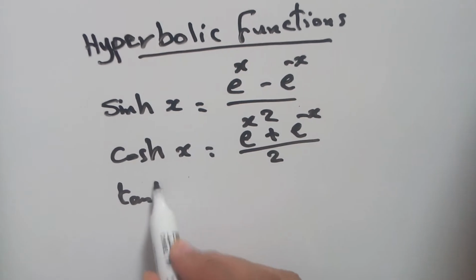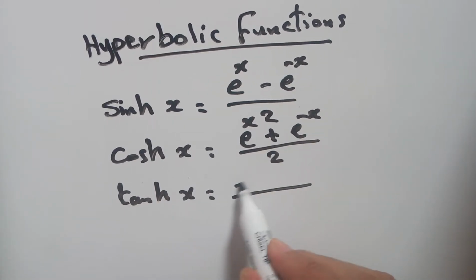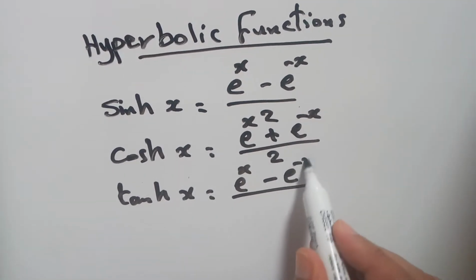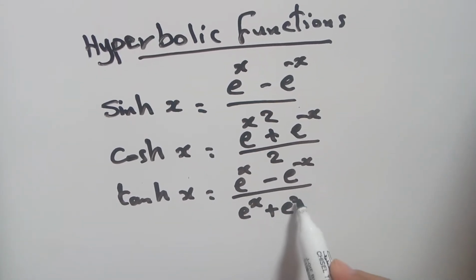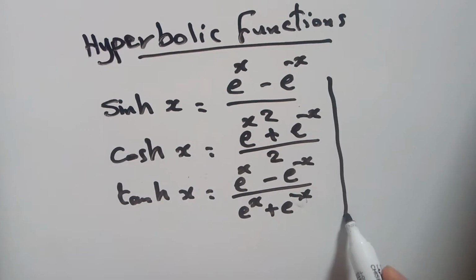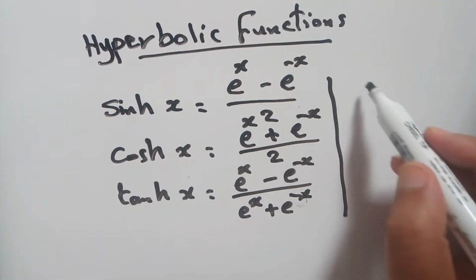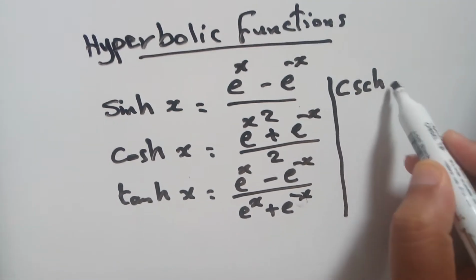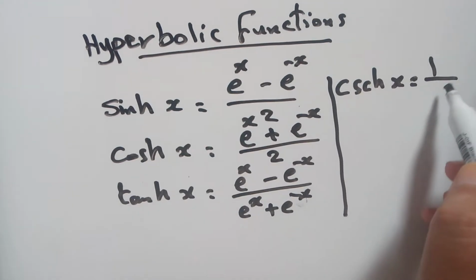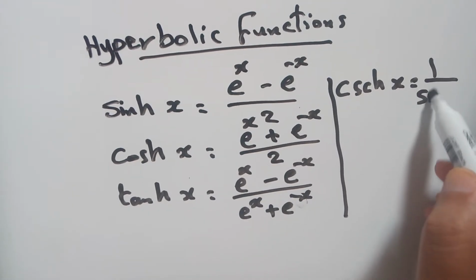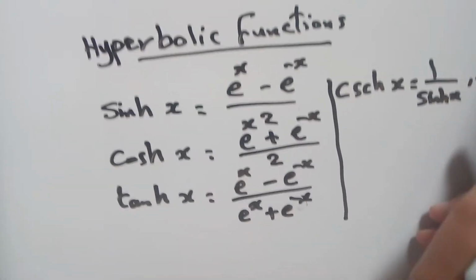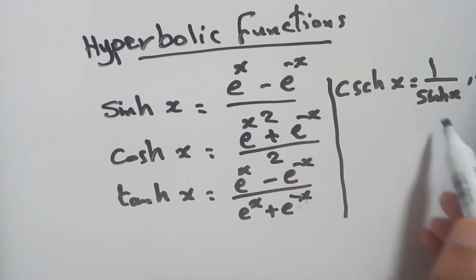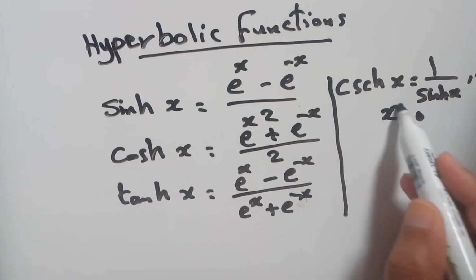And hyperbolic tangent x is equal to e to the power x minus e to the power negative x divided by e to the power x plus e to the power negative x. Hyperbolic cosecant x is equal to 1 over hyperbolic sine x, and x is not equal to 0.